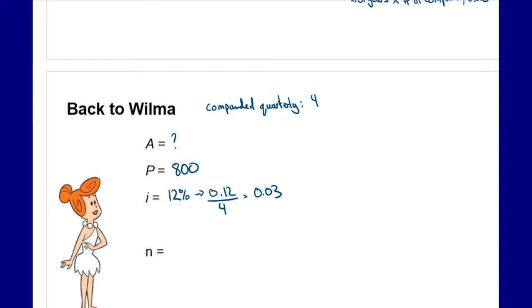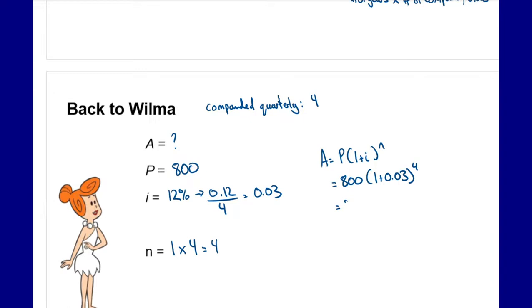Now for n, we have 1 year multiplied by the number of compounding periods, which is 4. 1 times 4 is 4. So this one isn't too complicated, but you can see the same numbers that we dealt with when we were going through and doing those calculations in that table. Now we can use our formula. A equals P(1 plus I) to the power of n. So P is 800 times 1 plus 0.03 to the power of 4.